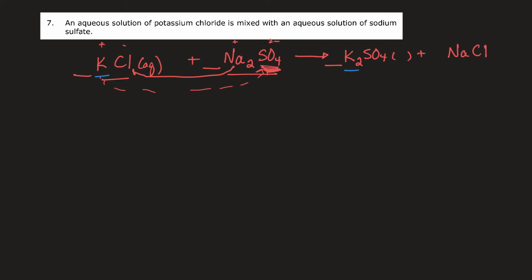2 potassiums, only 1 potassium. So I could put a 2 here. That'll give me 2 potassiums. But when I do that, it also gives me 2 chlorines. So over here, I need to put a 2 there to give me the 2 chlorines. So I have 2 chlorines, but then that also gives me 2 sodiums. Oh, which I have already. Good. Now sulfate, there's 1 sulfate here, and there's 1 sulfate there. So now the reaction is balanced.